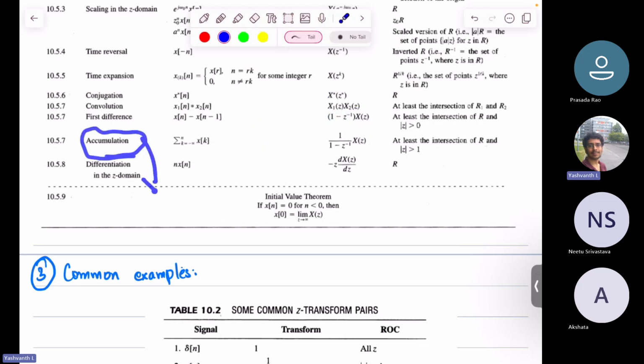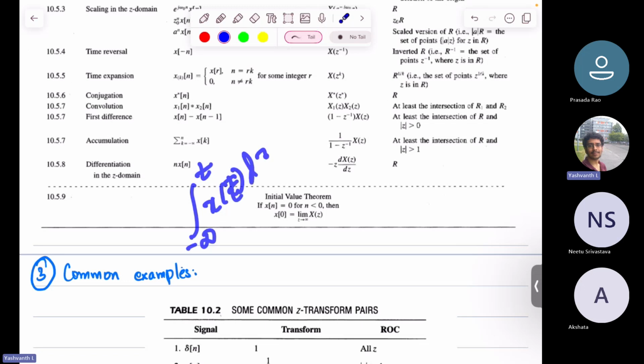Now next is called accumulation. The counterpart of accumulation in Laplace was the integral, that is, minus infinity to t of x of tau d tau. So the discrete time counterpart is summation, that is, summation from k equal to minus infinity to n of x of k. Its corresponding z transform will be 1 by 1 minus z inverse times x of z. Now differentiation in the z domain: n times x of n will have the corresponding transform minus z times dx of z by dz.